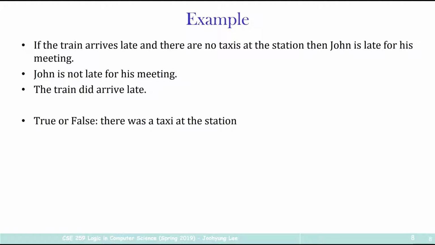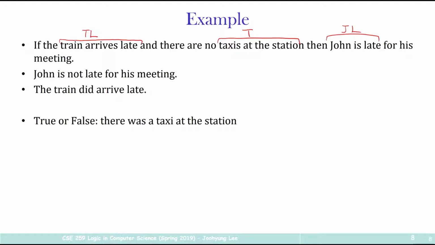So the answer is actually true. Okay, so why is that the case? Let's try to use propositional logic. What we are going to do is introduce the propositions, so let's try to write it as a formula. Let me denote "the train arrived late" as TL. This is an atomic sentence. And "there is a taxi at the station" we denote as T, and "John is late" as JL.